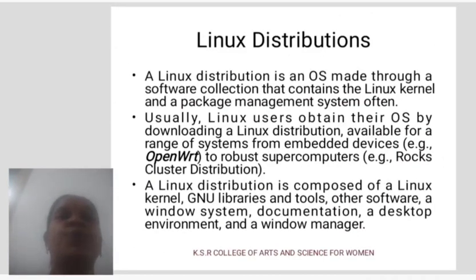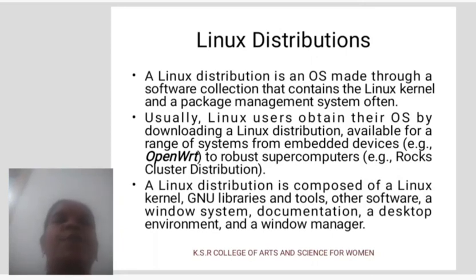Linux distribution. A Linux distribution is an OS made through a software collection that contains the Linux kernel and often a package management system. Usually, Linux users obtain their OS by downloading a Linux distribution available for a range of systems, from embedded devices, example OpenWRT, to robust supercomputers, example ROCKS Cluster distribution.